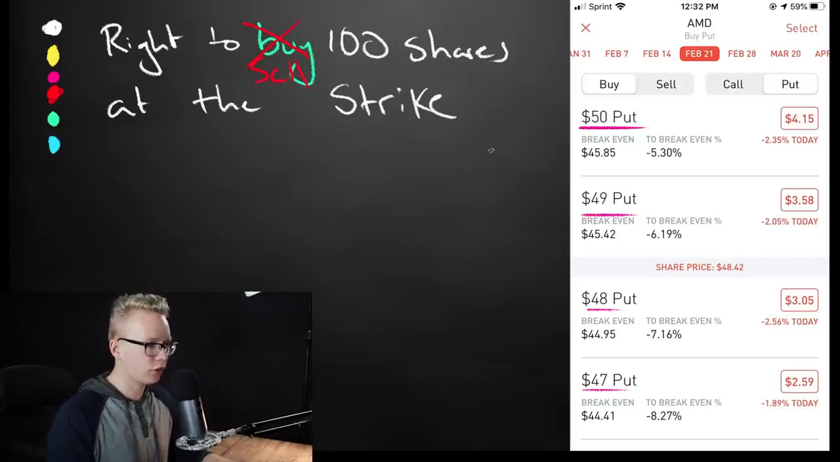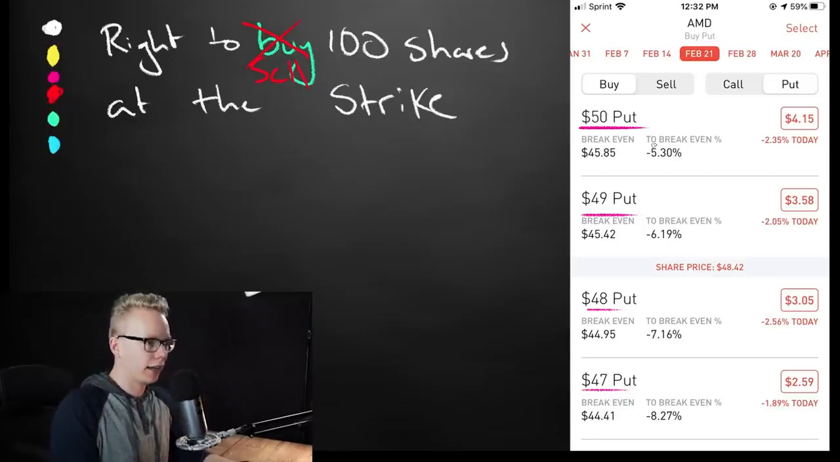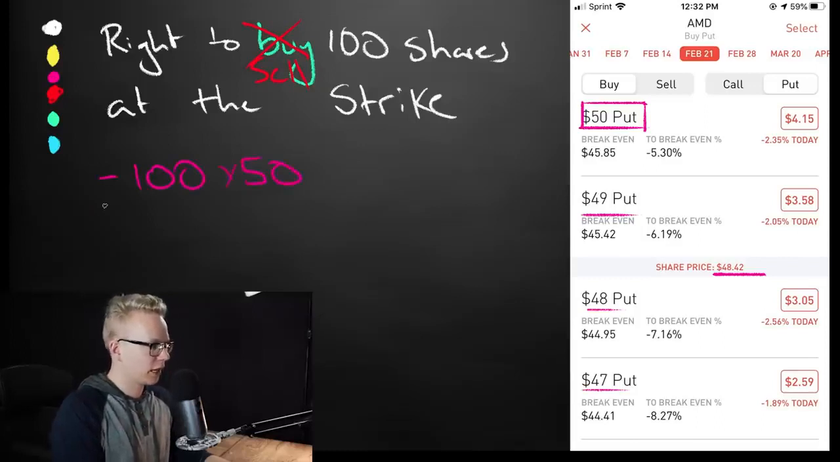Now you could own these shares already, or you may not own those shares already. So let's take a look at a put here. We are going to take a look at this 50 strike put. And remember, the current share price is down here at 48.42. So if we can sell 100 shares for $50 each, we'd be selling short. If you do not have the shares already, you would borrow those 100 shares automatically from your broker, and you would sell them, and then hope to buy them back at a cheaper price.